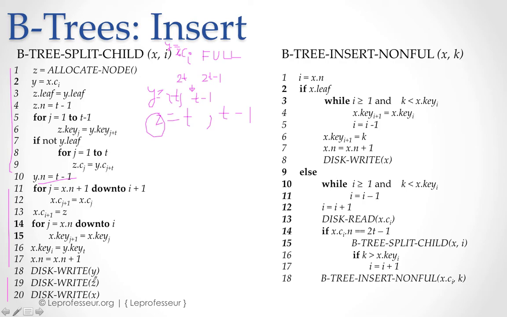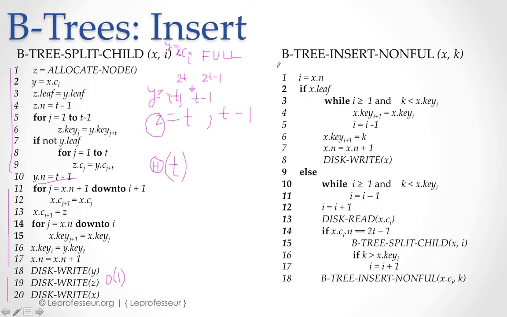Okay. Now, how much time is this algorithm going to take? Remember, we discussed big O notation, sorry, I misstated. Remember, we discussed big O notations when we discussed time complexity of an algorithm. So in this case, it's going to take theta h time. And all these disk operations are going to take order of 1 time. Where t is nothing but the minimum order of the B tree.